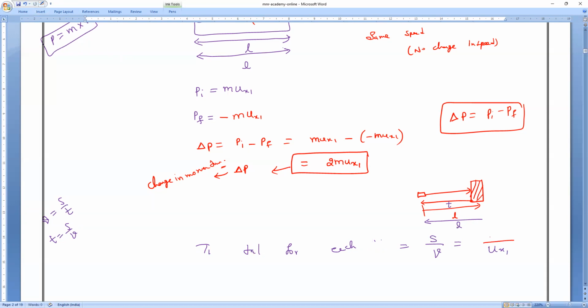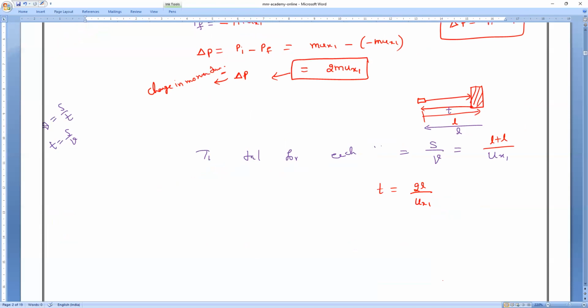So what is the time now? L plus L. Time of one collision is equal to how much, guys? 2L divided by ux1. Okay, Pradosh, understand?